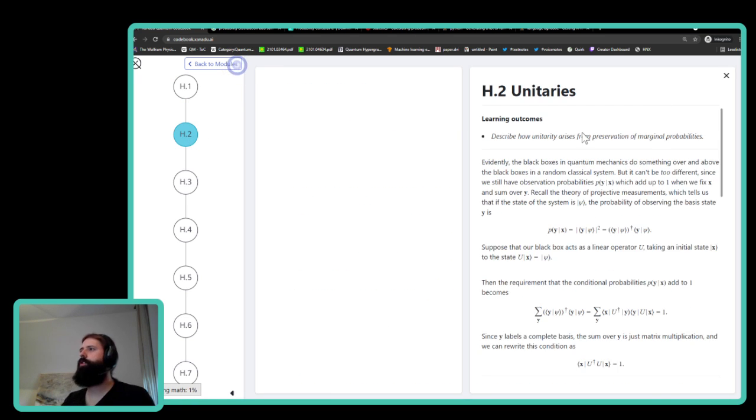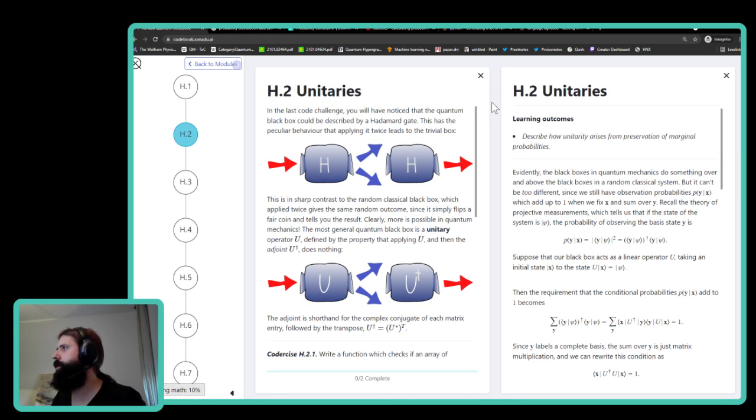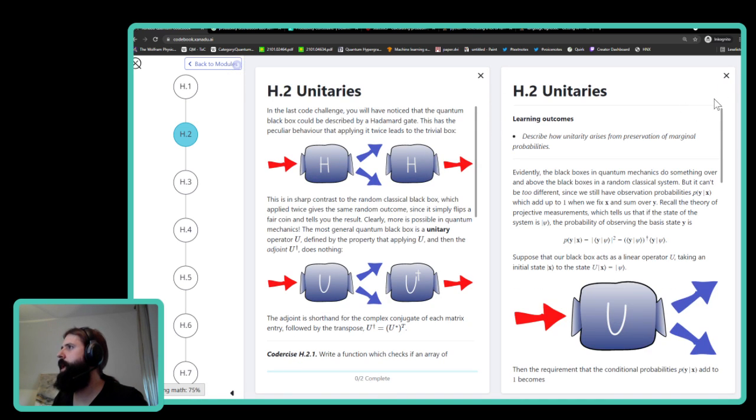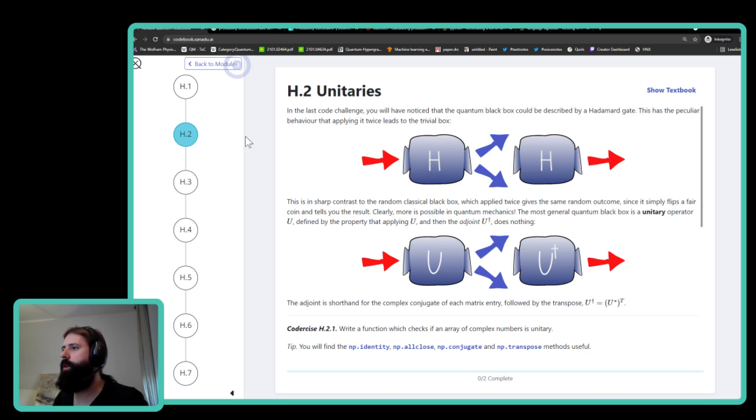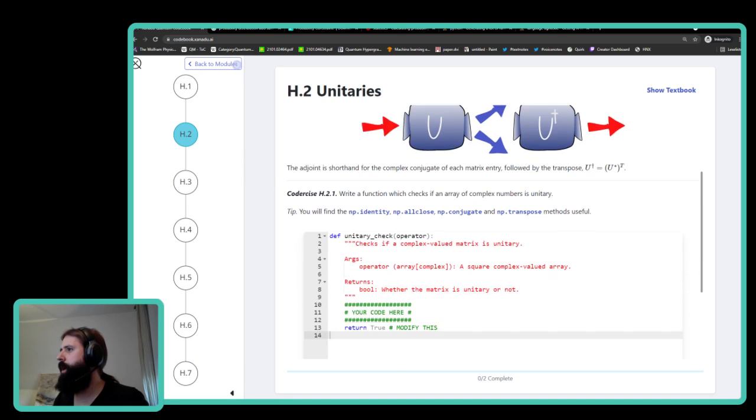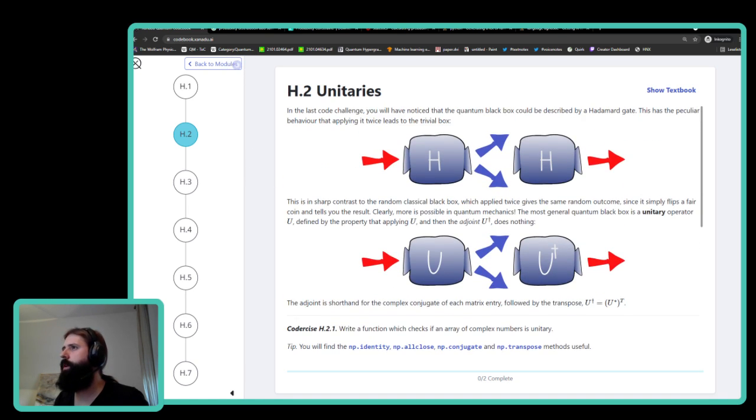And there's a challenge, so we'll probably go through the challenge first, and then go through the textbook. What do we have here? So in the last code challenge, you will have noticed that the quantum black box could be described by a Hadamard gate. What? Really? This has a peculiar behavior that applying it twice leads to the trivial box.